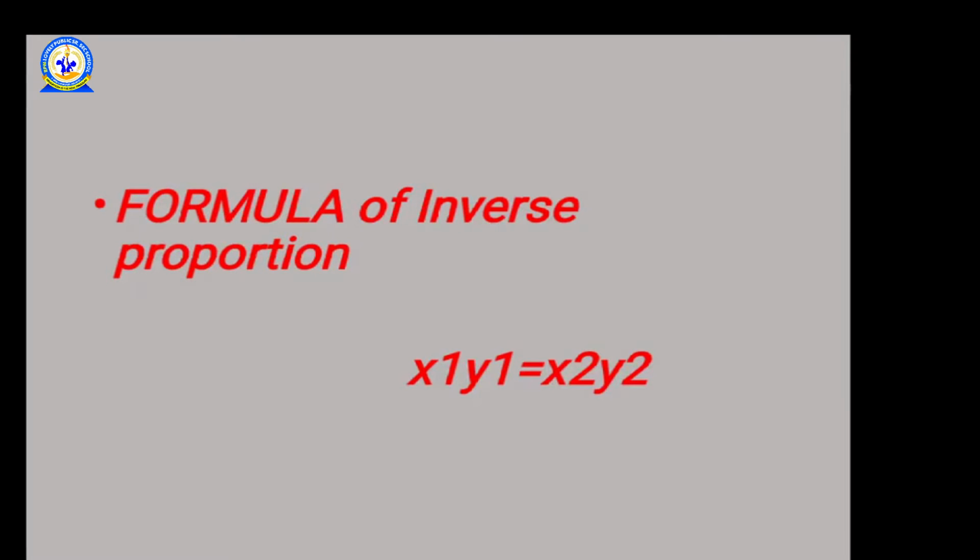Two quantities x and y are said to be in inverse proportion if an increase in x causes a proportional decrease in y and vice versa, in such a manner that the product of their corresponding values remains constant. That is xy is equal to k, where k is a positive number, if x and y are in inverse proportion. The formula of inverse proportion is x1 into y1 is equal to x2 into y2.